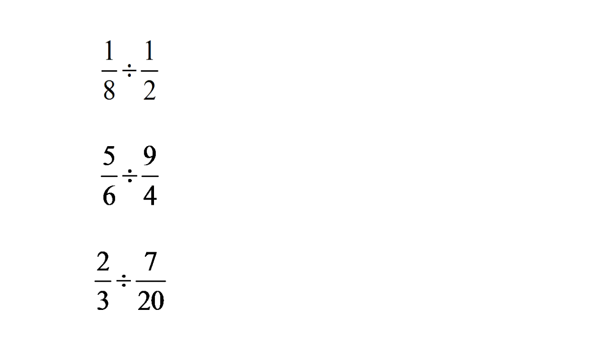All right, so as usual, a couple of examples. Let's see how this works. So I'm going to leave the 1/8 alone and flip the 1/2 into 2 over 1. Now I multiply straight across. 1 times 2 is 2. 8 times 1 is 8. This simplifies to 1/4.